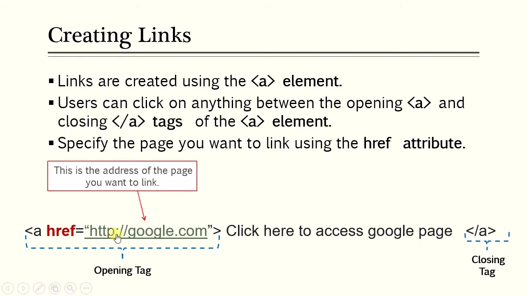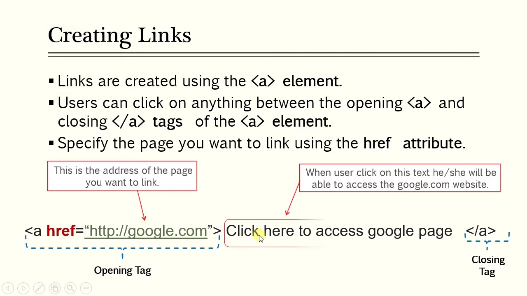So here the value of the href attribute is google.com. It means when the user clicks on the text, he or she will be able to access the google.com website.